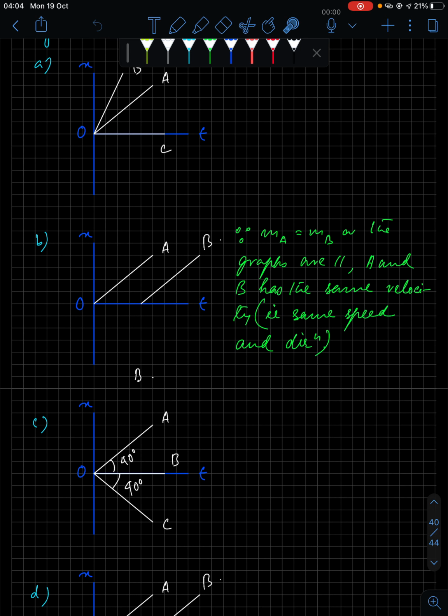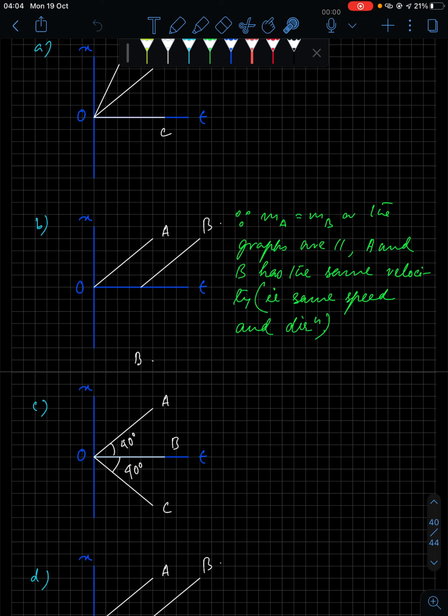I'll provide you the solution before tomorrow's class. I have done one particular example for you, although it was done previously. In both these graphs you can see that the slopes are equal since they are parallel lines. Therefore they have the same velocity, that is the same speed and same direction. Of course it has to be the same direction because they are lying in the first quadrant, the same quadrant. And since they are parallel, they have the same velocity or the same speed.